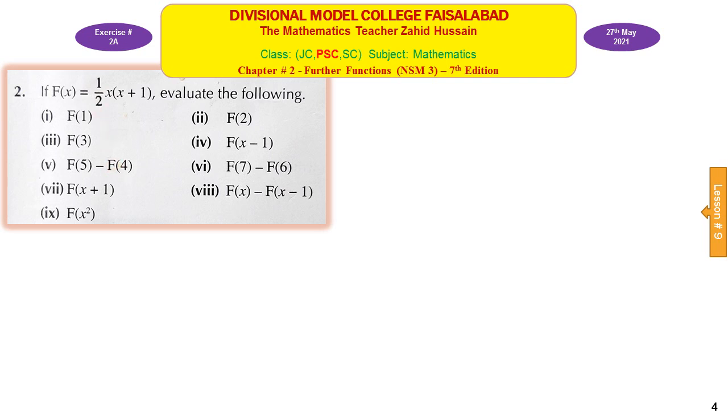Now let's start with part 1. Function is given, f of x is equal to 1 over 2x into x plus 1. Find the value when x is equal to 1. F of 1 is equal to 1 over 2. Replace every x with 1. Simplify 1 plus 1 is 2. 1 over 2 multiplied by 2. This 2 is cancelled with 2, and we are left with 1.